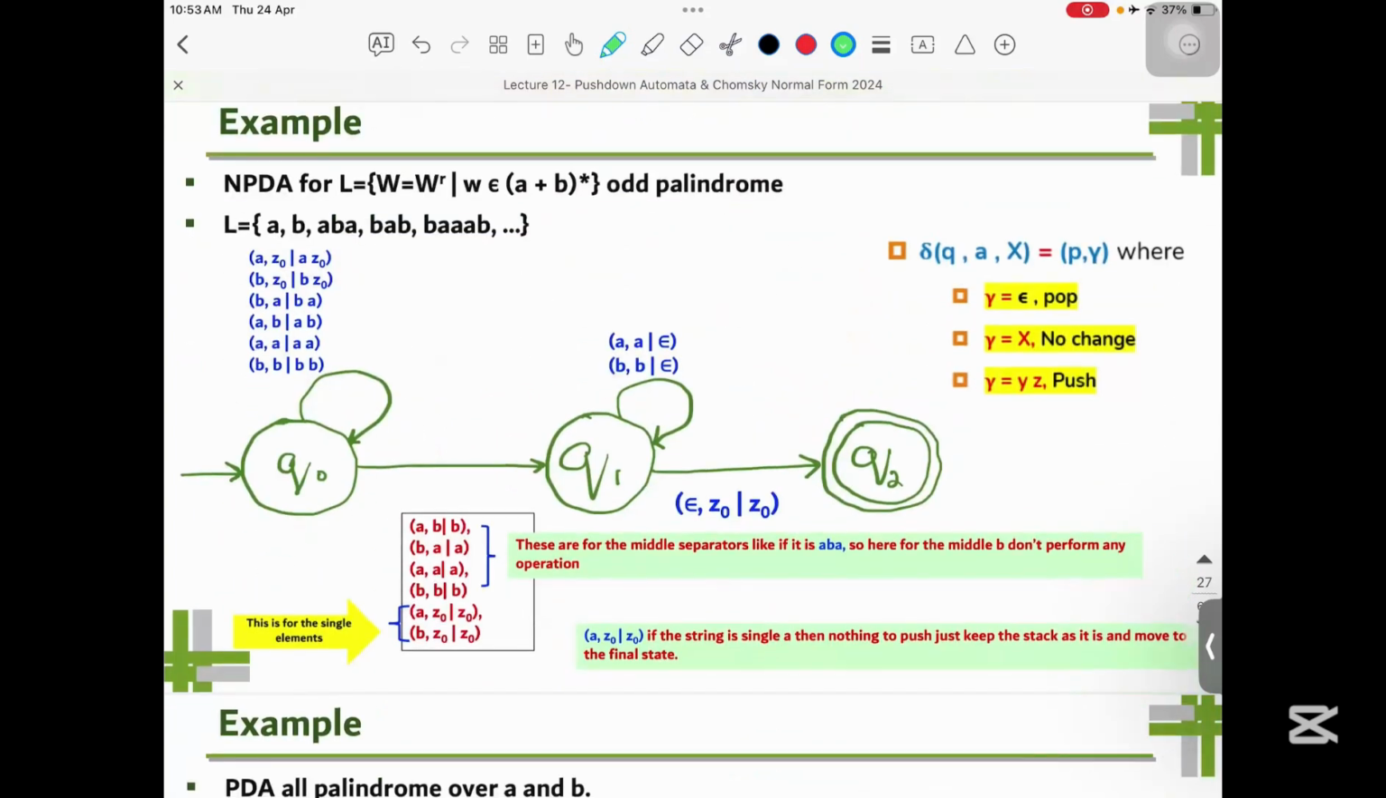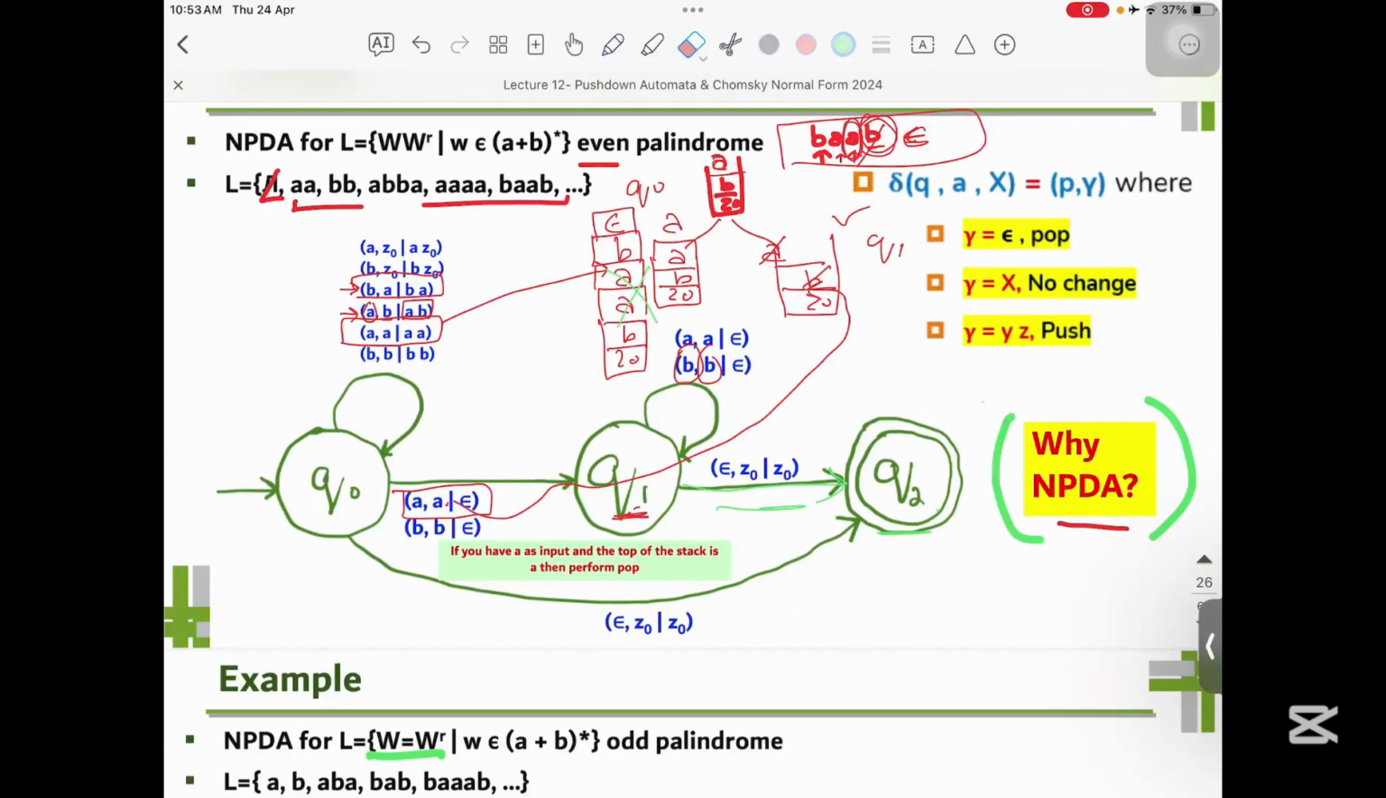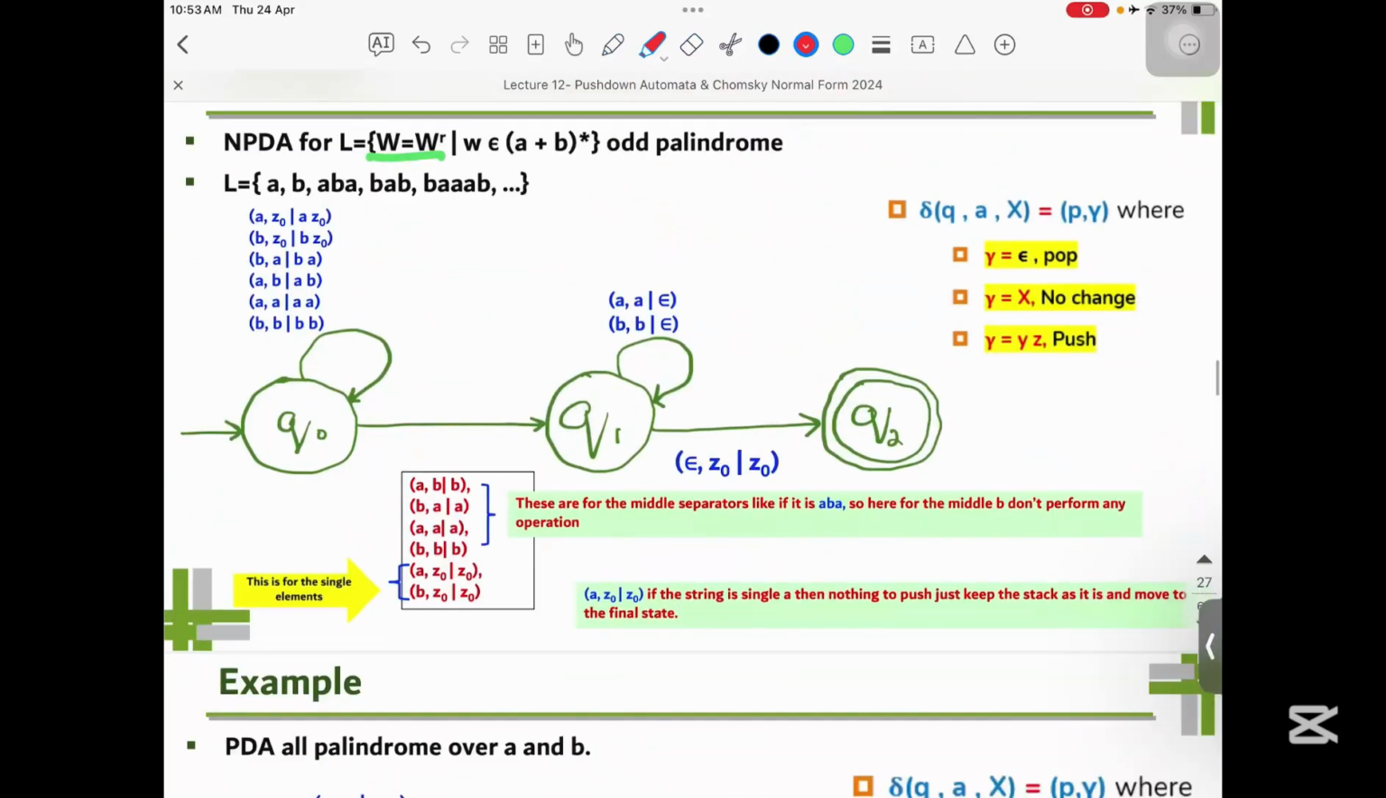Now let's talk about the odd palindrome. In the case of the even palindrome, we are still left with one part. So in order to support the empty string, we just define this path. You have only Z0 in the stack, nothing else, and you keep it as it is, and it is accepted as an even palindrome.